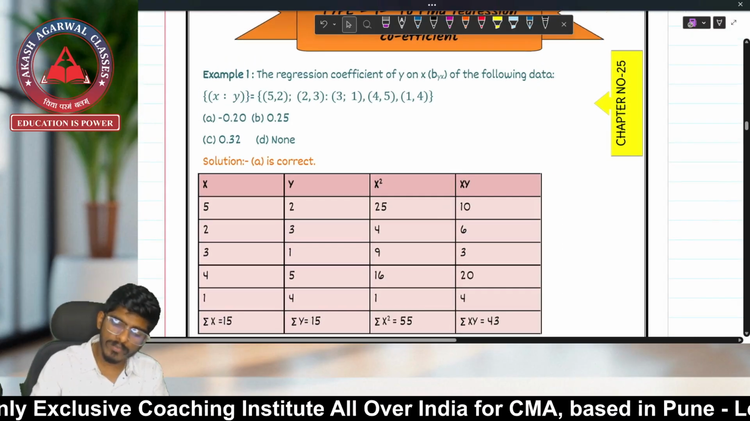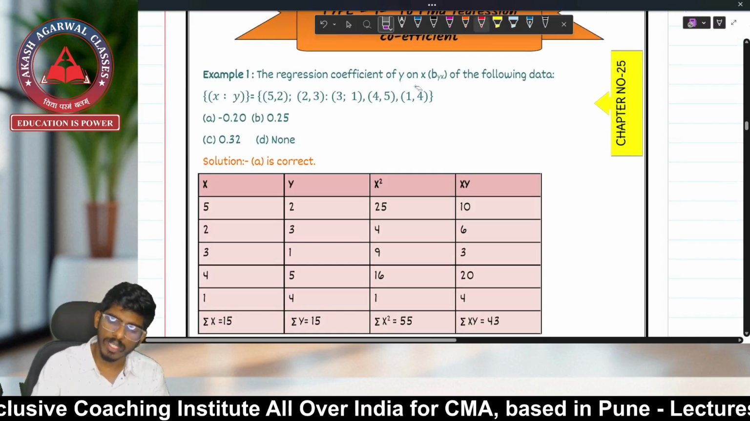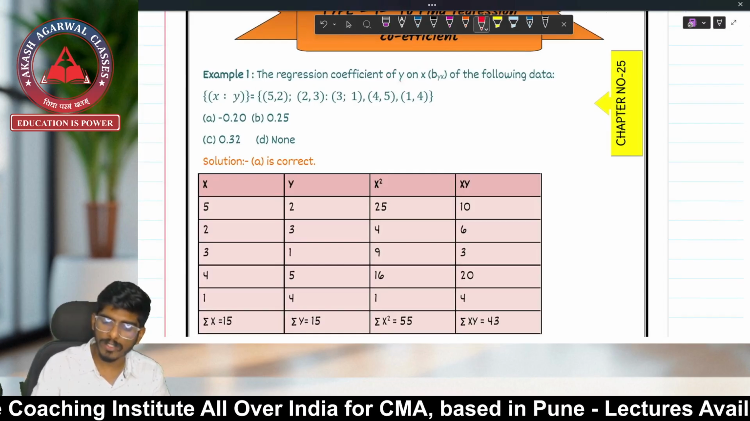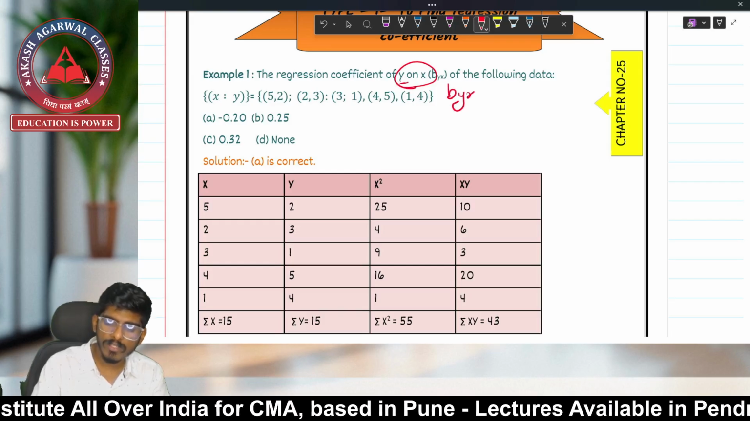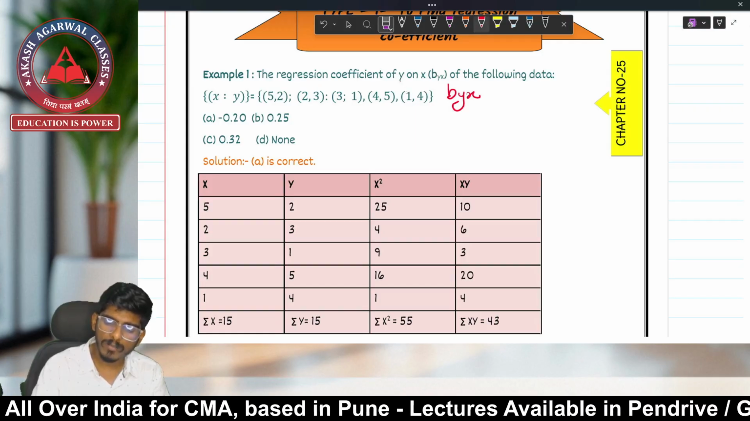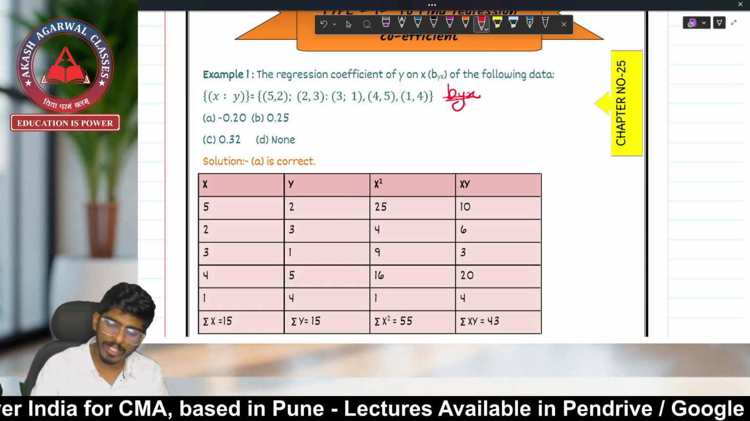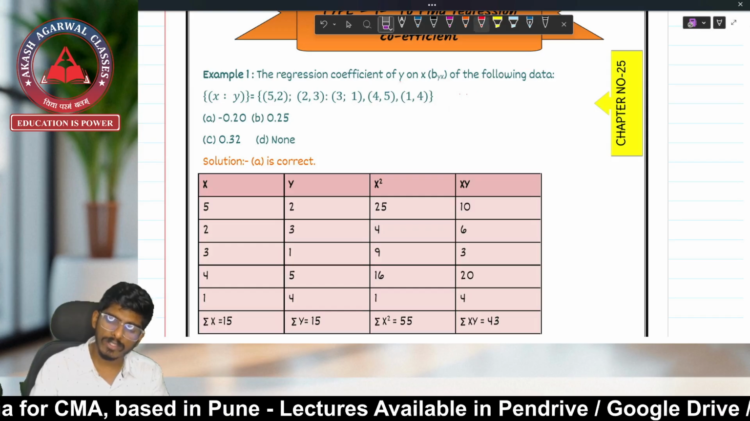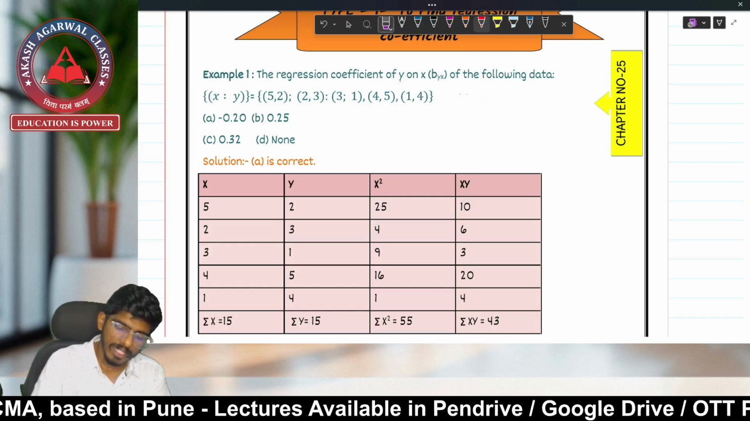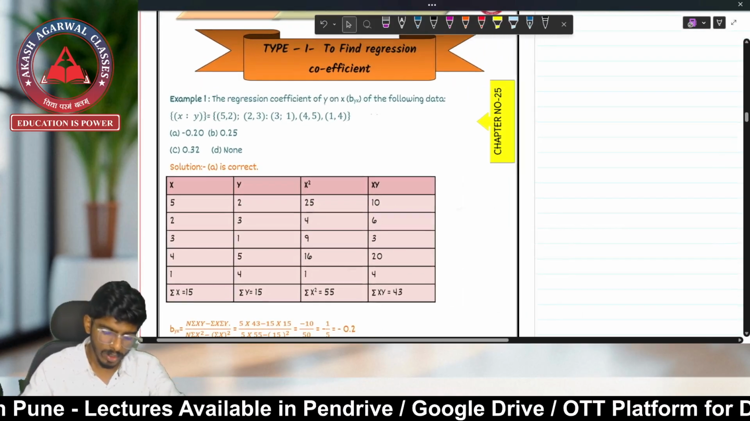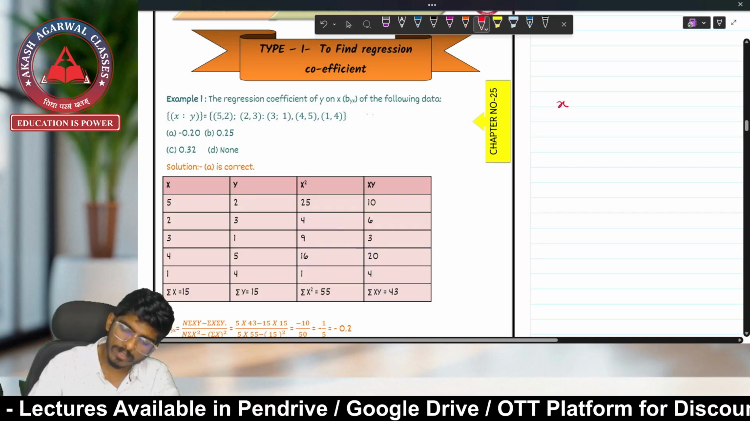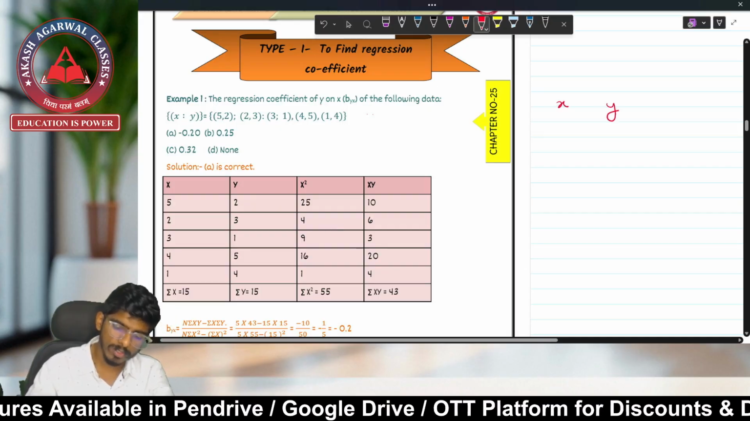The regression coefficient of y on x. See, when you talk about y on x, I have already explained you. Y on x, y comes first, so it becomes byx. Y comes first, x comes second. So it is going to be byx of the following data. Then we see that x and y are given. So let's make two columns over here. One column is going to be for x and the other column is going to be for y.